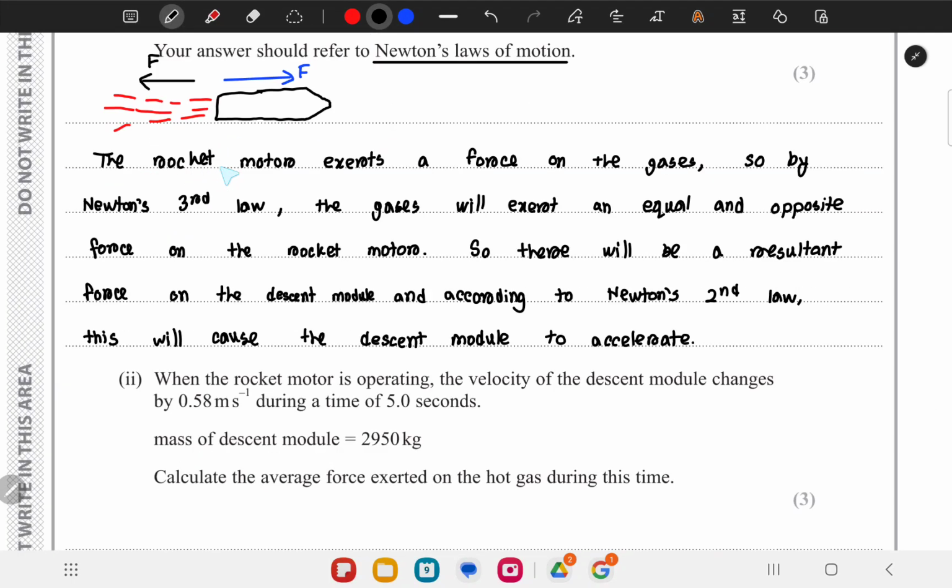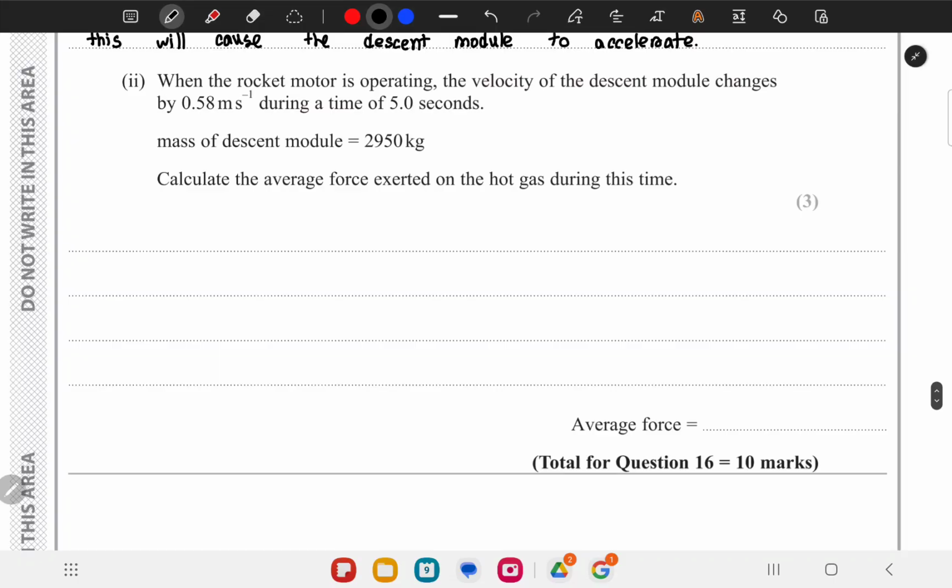So we talk about how the rocket motor exerts a force on the gas, and by Newton's third law, the gas will exert an equal and opposite force on the rocket motor. Due to this, there will be an unbalanced force on the rocket motor. So if we're talking about the descent module only, we have an unbalanced force on it, and hence according to Newton's second law, this will cause the descent module to accelerate.